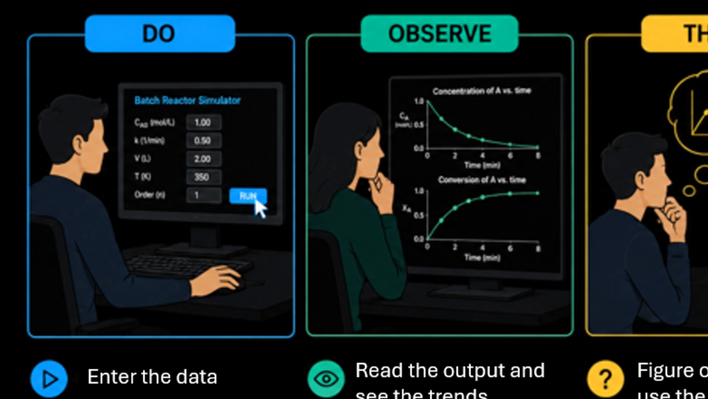First, do. The student enters the data and runs one case. This is similar to starting a reactor with fixed amounts of reactants and known concentrations. The simulator also needs kinetic information such as rate constant and reaction orders. This amounts to the simulation of the task of putting the reactor into operation, that is the doing part.